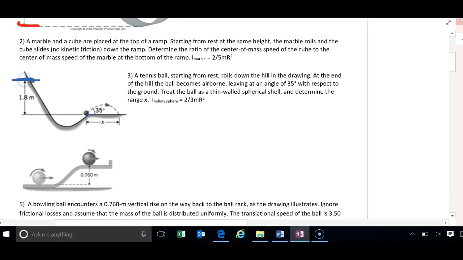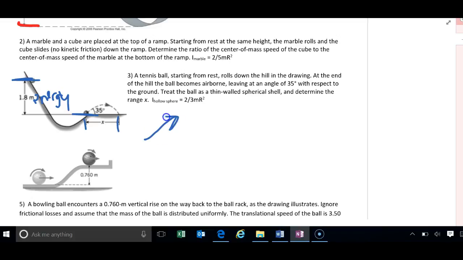I can see here I have changes in height. So to me, anytime I have a change in height, that is screaming energy, solve it that way. Here, range, that's a projectile flying through the air, so I have to do two things. Could I just do the range piece?